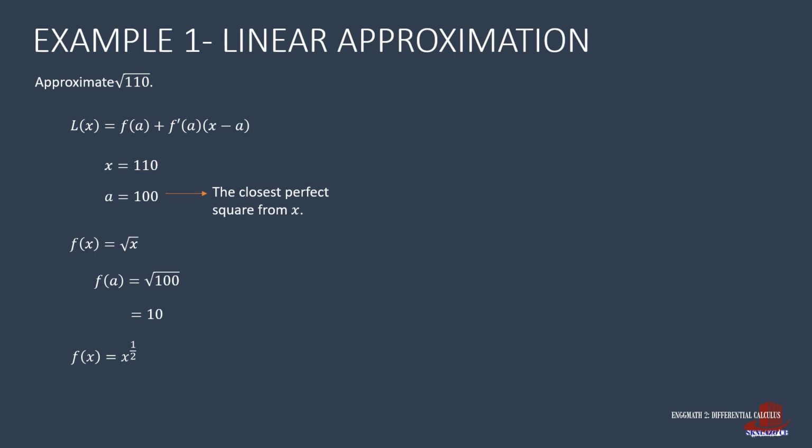Getting back to the function of x, transform this into a rational exponent to use the power rule easily when taking the derivative. The derivative of x raised to 1/2 is f prime, and this turns into 1/2 of x raised to negative 1/2, or taken as 1 all over 2 times the root of x. From this function, we can therefore take f prime of a as 1 all over 2 times the root of 100.